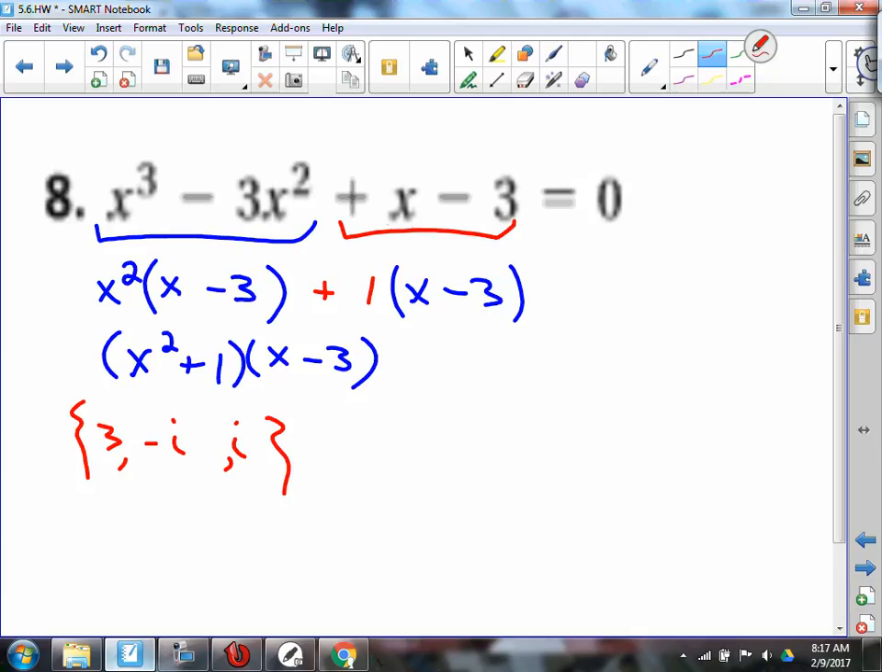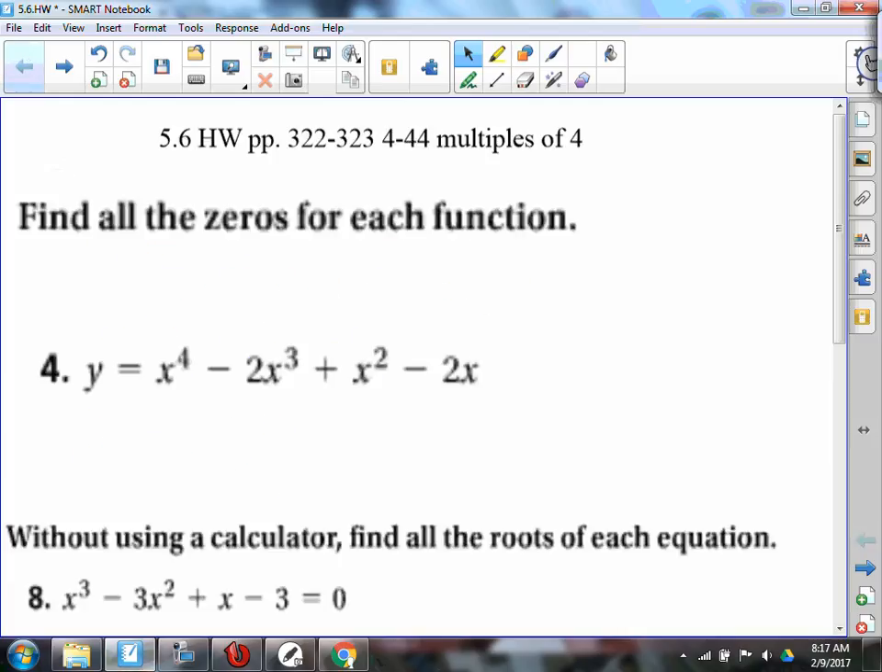You could thank Dr. Jones for that. A shout out to the great Dr. Jones. All right. Number 12 is the next one we got to look at.